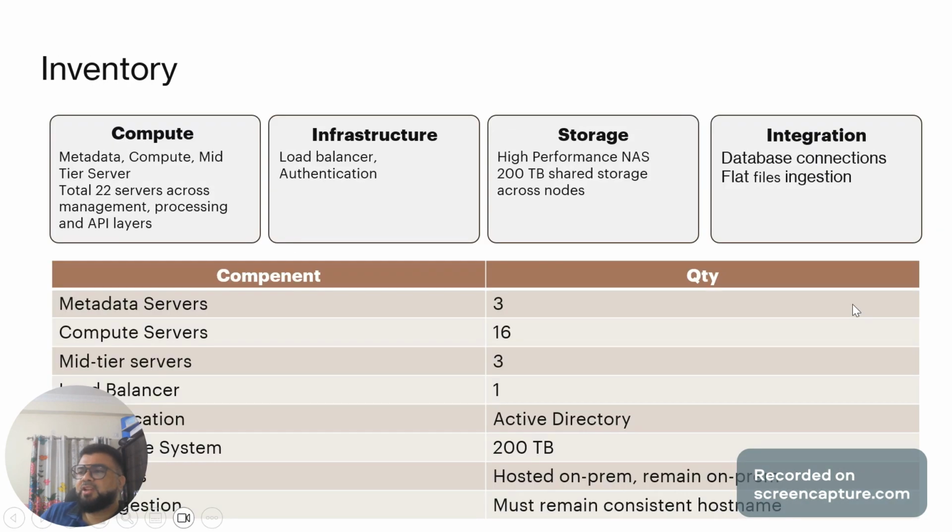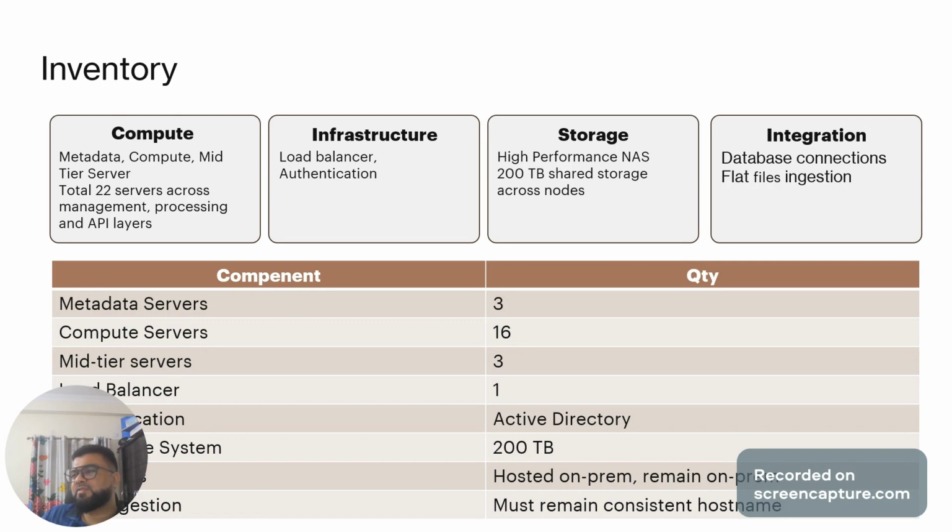To design a disaster recovery plan effectively, we first had to take a full inventory of the existing on-premise infrastructure. For our case, we identified a total of 22 servers. These are across three key layers of metadata, compute, and mid. In addition, we have a load balancer and rely on Active Directory for authentication. We have a high-performance NAS, or network attached storage, providing 200 terabytes of shared data across all our nodes. This massive shared file system is absolutely critical for the application.